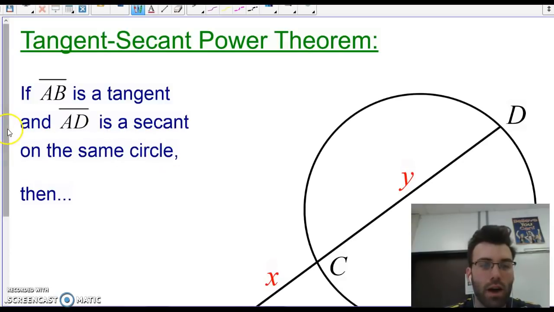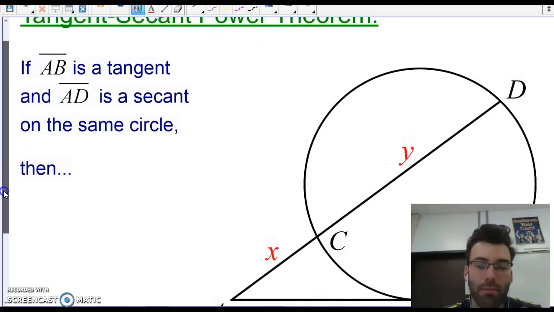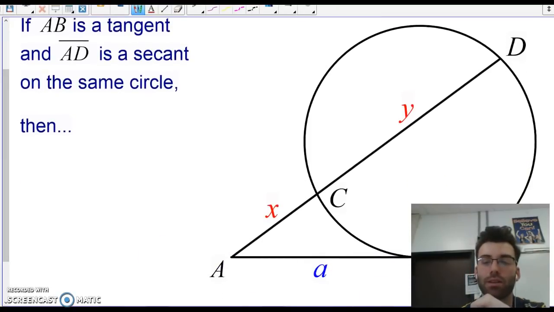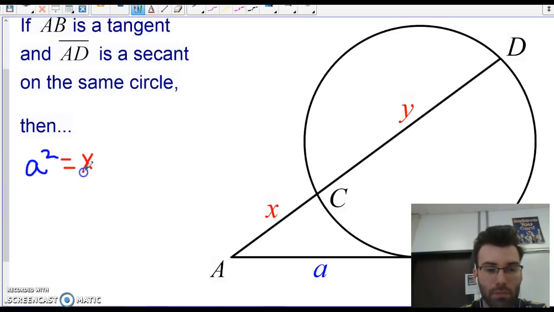Here we go. Next one, the tangent-secant power theorem. Remember, AB is a tangent because it hits the circle at one point, it's taking a tan on the circle. AD would be considered a secant because it goes through the circle. So for a tangent-secant power theorem, you do A squared equals the outer piece, which is X, times the entire secant segment, X plus Y.